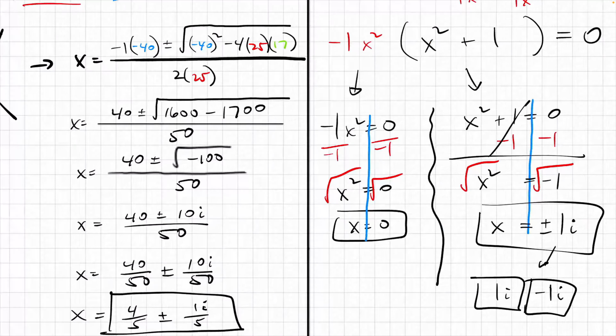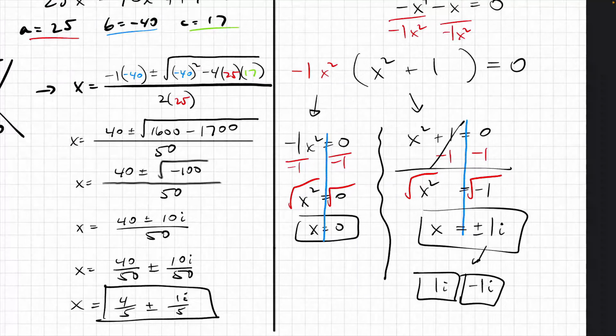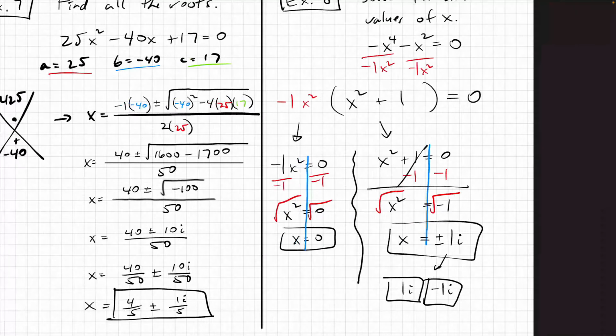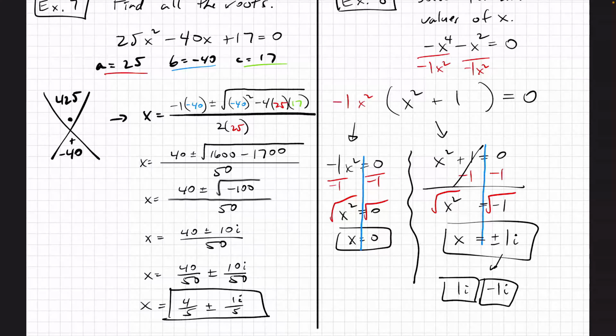And then the next one. The next one was a binomial, so I didn't need to do ABC. I just did a GCF, negative 1x squared. It's not difference of squares, so I just set them equal to 0. I got 0 for one answer and plus or minus 1i for the other answer. Okay?